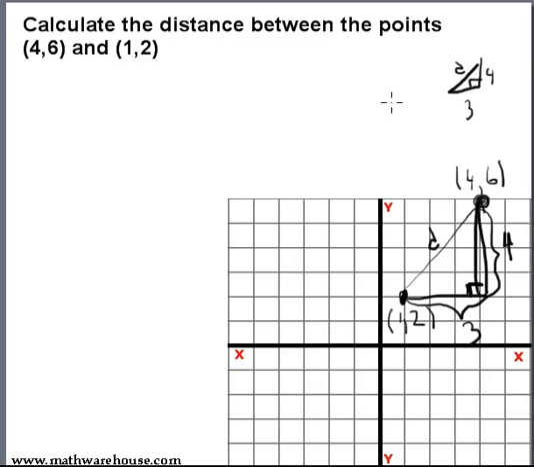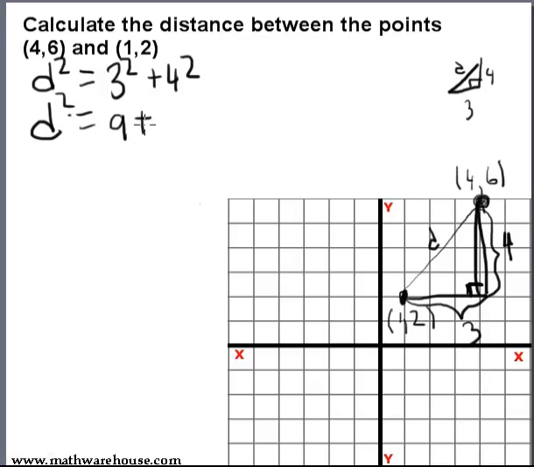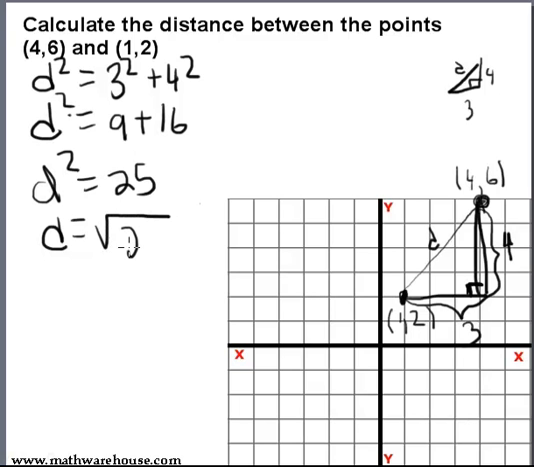So we can use the good old Pythagorean Theorem, which, if you remember, says 3 squared plus 4 squared equals d squared. So let's use this method to calculate d. We know d squared equals 3 squared plus 4 squared. In other words, d squared equals 9 plus 16. d squared equals 25. So d is going to equal the square root of 25, or 5. Pretty straightforward, right?